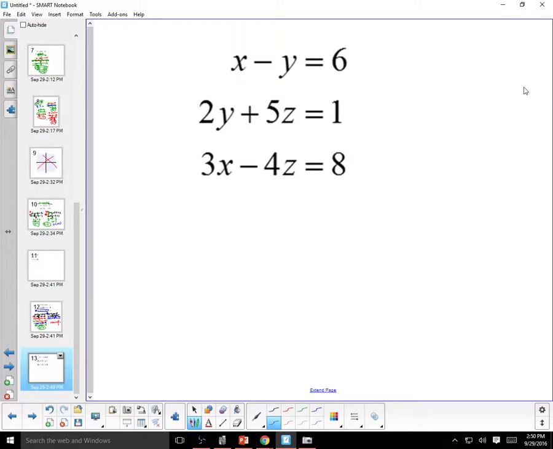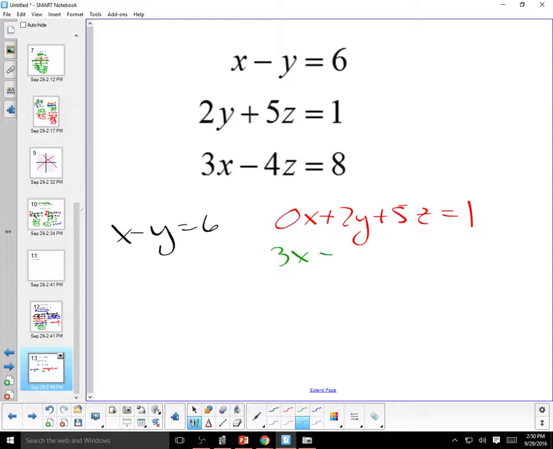The first one, right? I would. So I'm going to take x minus y equals 6 and leave it alone. Up here at the top, I'm going to take 0x plus 2y plus 5z equal to 1. And then I'm going to take 3x plus 0y minus 4z equals 8. So notice wherever it's missing, I just add a 0 in there. Put imaginary x. There's no imaginaries, they're not even there. It's a placeholder.